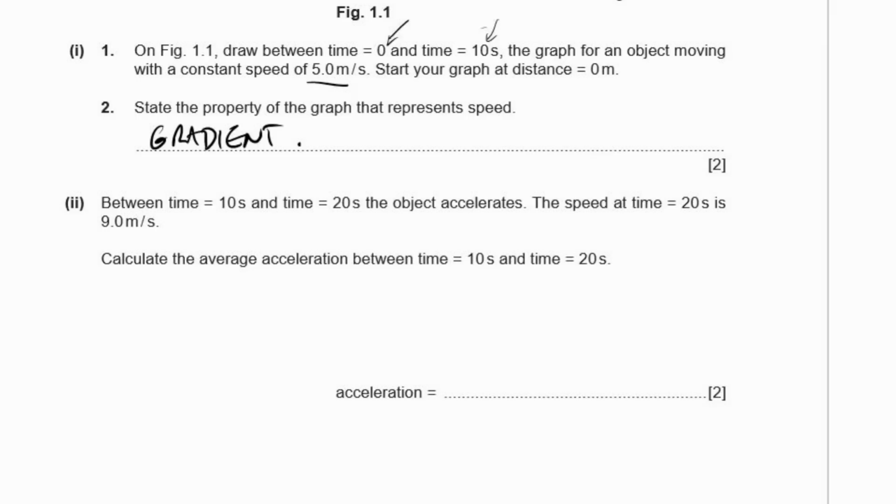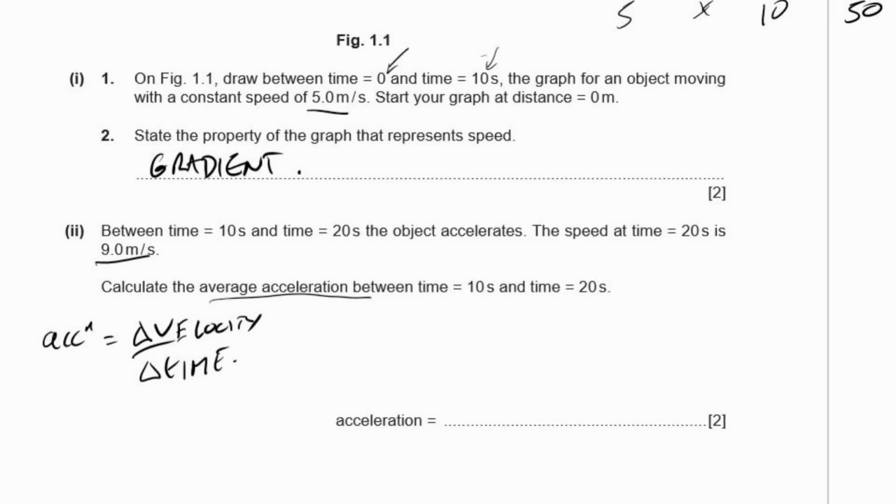2. Between time t equals 10 seconds and t equals 20 seconds, the object accelerates. The speed at time 20 seconds is 9 meters per second. Calculate the average acceleration between those times. Alright, well, let's put down our first equation. Acceleration equals change in velocity divided by change in time. In fact, let's just write in the actual words. There we are.